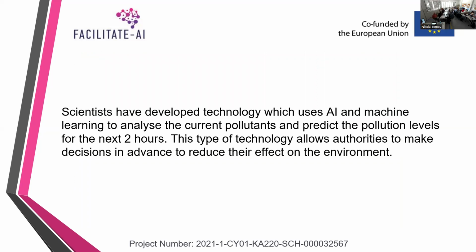So, here you can see that the Internet of Things is also useful for predicting pollutants and pollution when it is taking place. This type of technology allows authorities to make decisions in advance, and this can result in reducing the effects of any pollutants or any pollution, which basically improves the lives of people near any area that's prone to pollution.